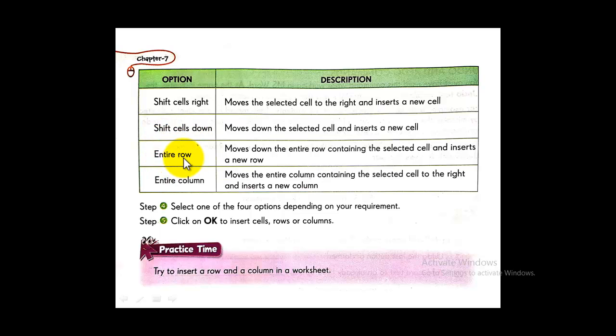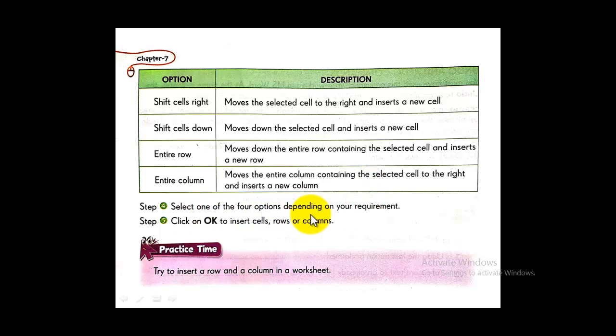Then entire row means, move the entire row containing the selected cell, then inserts a new row. Entire column. Move the entire column containing the selected cell to the right. Then insert a new column.